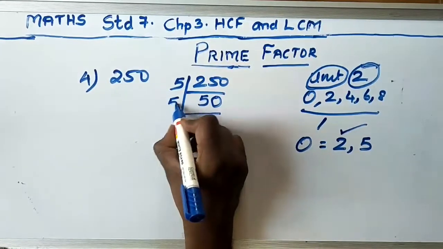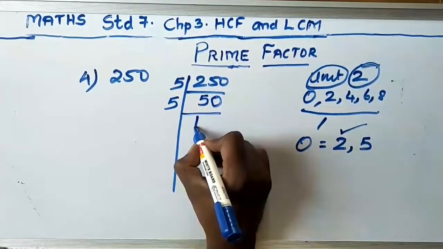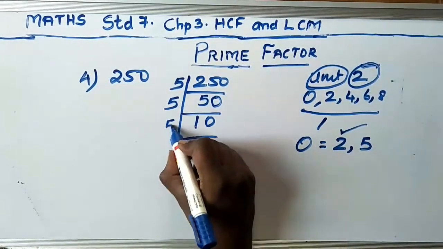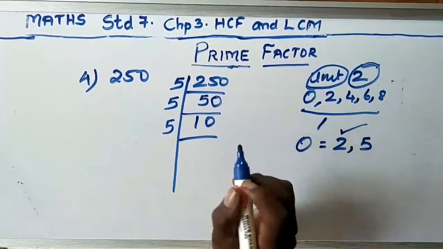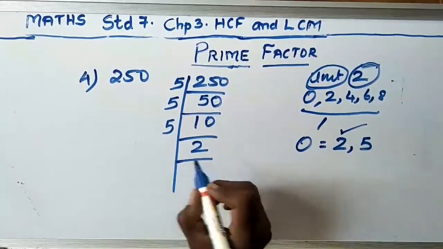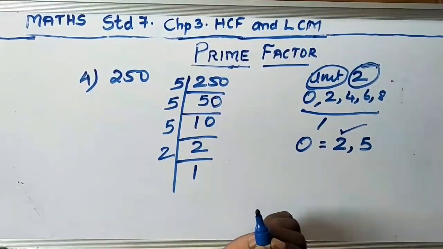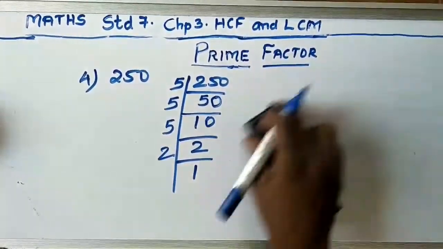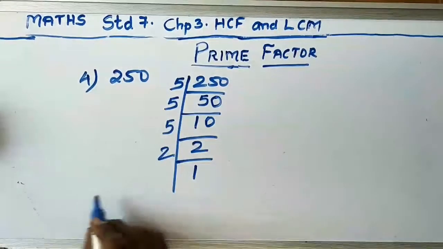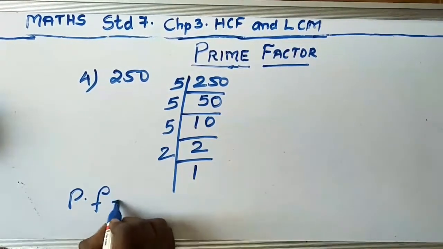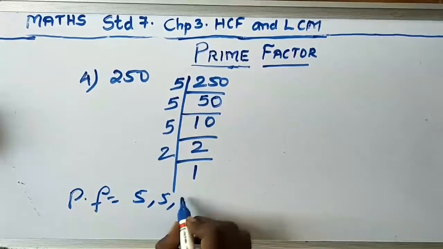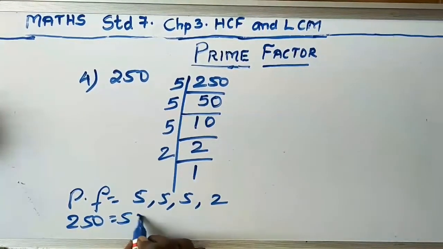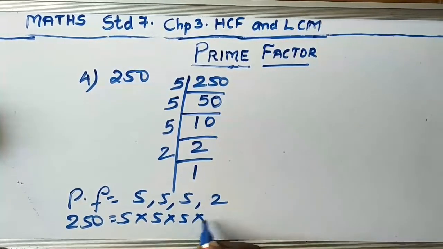Again 50 goes in 5 table. You know very well, 5 ones are 5, 0. 10. It also goes in 5 table as well as 2 table. 5 twos are 10. Okay, let's do it in 2 table. You will get the same number. Now our prime factors are what? 5, 5, 5, 2. That means 250 is equal to 5 into 5 into 5 into 2.